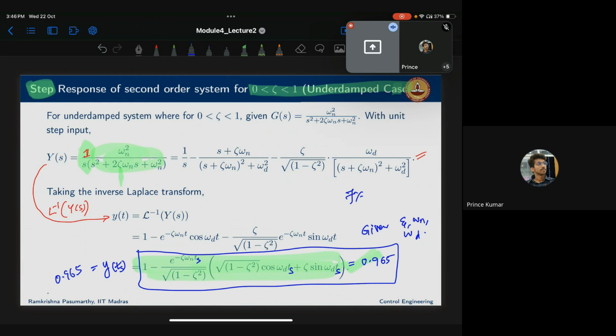Some systems may want even less. Suppose you see surgical robots. We cannot say 5% or 2%. There should be even less, 1% or 0.5%, because surgical robot control systems should be very accurate. Got it?